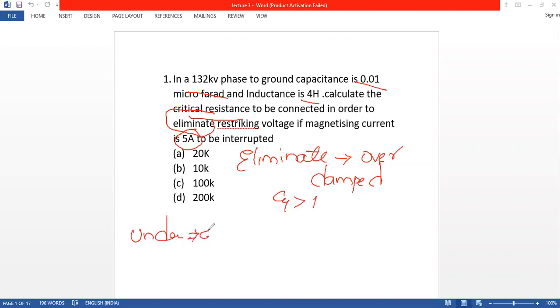Undamped, zeta equal to 0. Example, your air conditioner. Critically damped, zeta equal to 1. Tell me, critically damped, example of it: robotics.